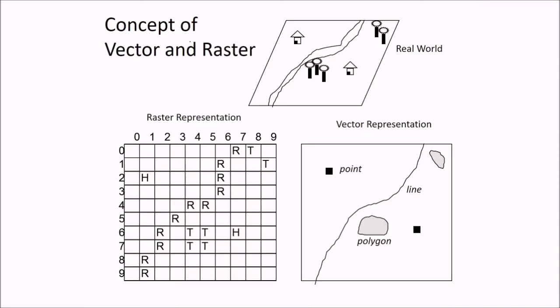So this is the concept of vector and raster. This is your real world. How do we represent it? We can rasterize each point. You can overlay a grid and represent each cell. For R, wherever there is R, this R will represent that you have a river here. What about trees? T will represent the trees. House, H will represent houses. So this is the raster representation of this real world. The vector representation would be a point, this will be a line, and the others will be areas or certain points.